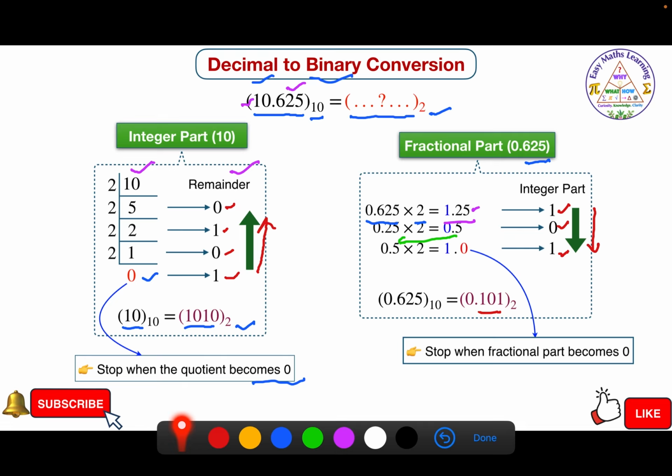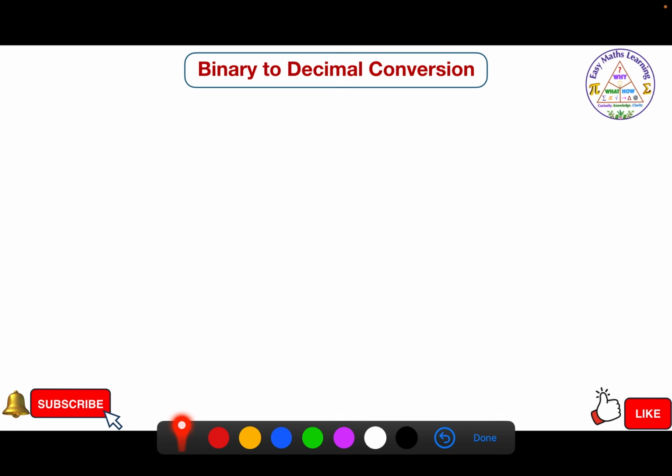Okay, so now we combine integer binary form, that is 1010, and fractional binary form, which is 0.101, and the corresponding binary number will be 1010.101 with base 2. Now let us convert a binary number into decimal number. Here given binary number is 101.11 with base 2.